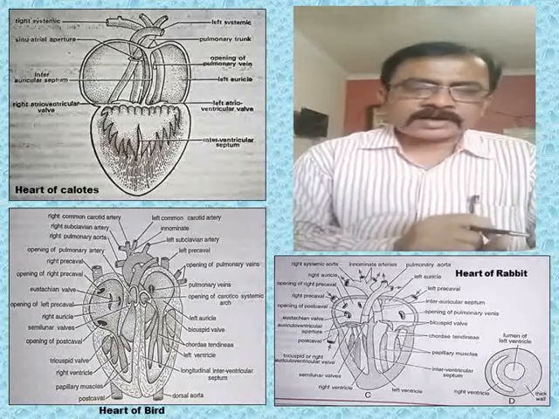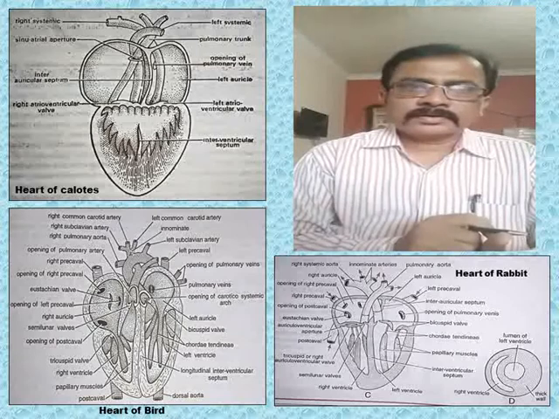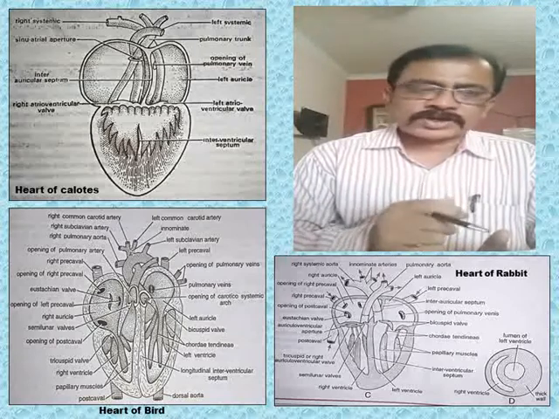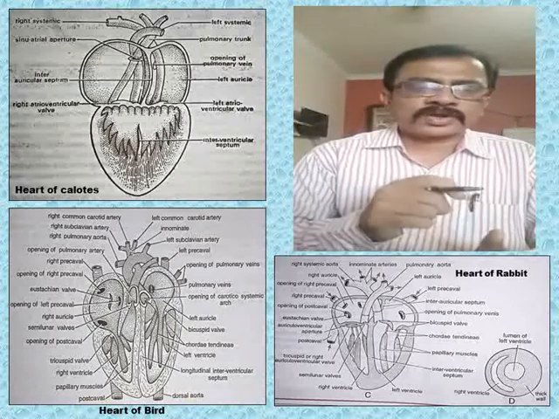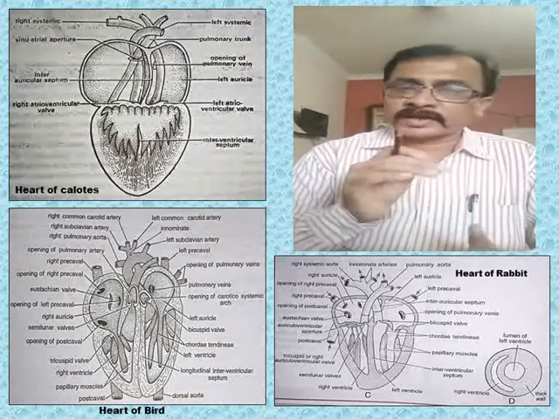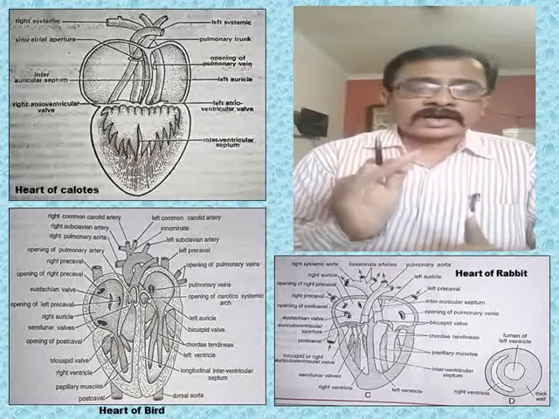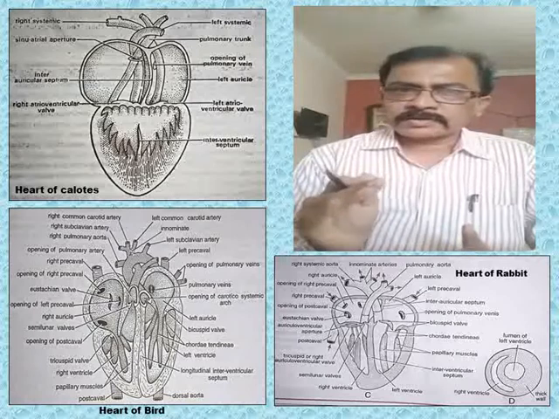In lizard, it opens into the right auricle through an oval aperture guarded by flap-like valves.